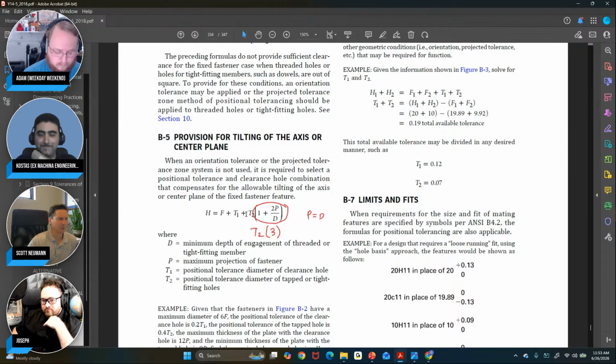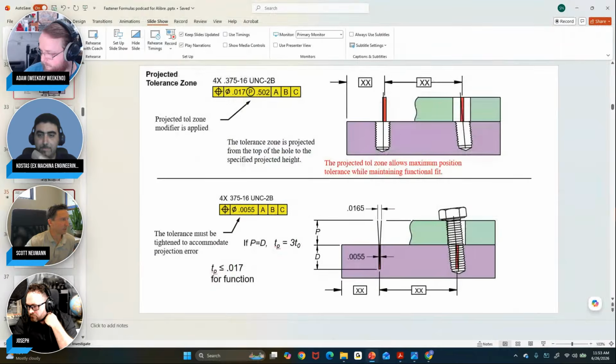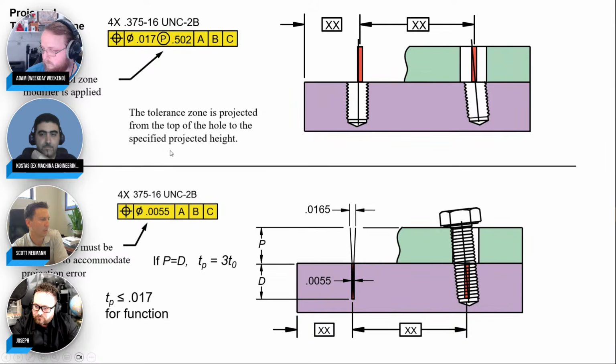Yep. So it was like, use the projected tolerance zone modifier. That just proved it to me. I'm like, yeah, this is not a good formula, not using this. Make this simple on everybody. So it is a very clever fix. Looking at the calculations here, what would you rather have? A position tolerance of 17 projected out the correct height? Or would you have a tightened up tolerance down to a third of what you originally have? And wow, that's a no-brainer.